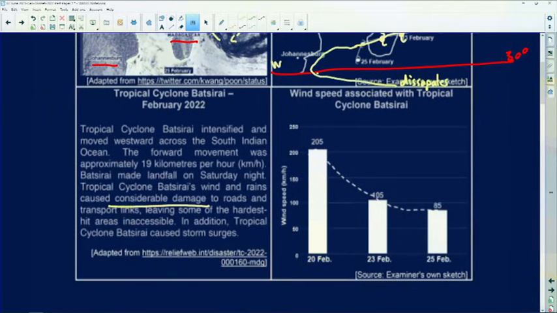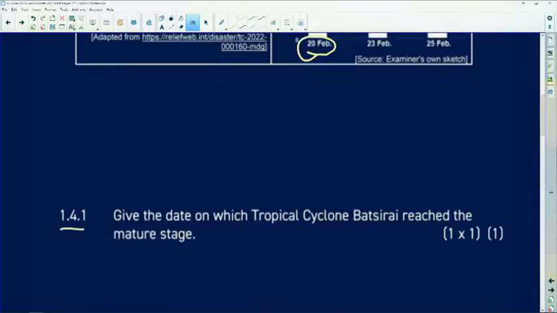And how do we know it's the mature stage? Pay attention to the wind speeds, highest. So that's when the tropical cyclone is at its most dangerous, because an excess amount of wind speed has been reached.